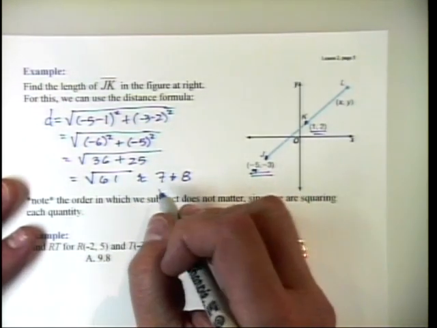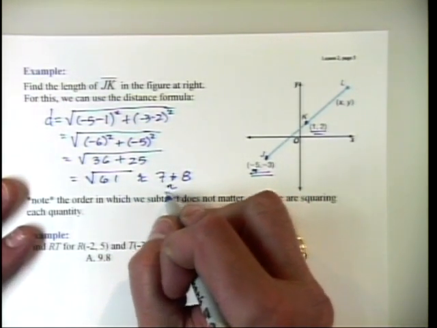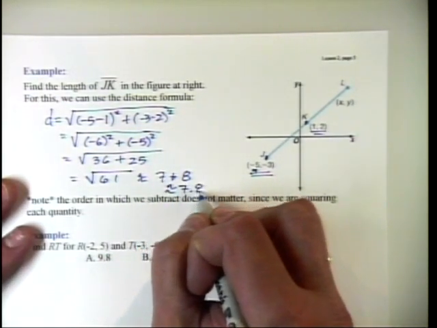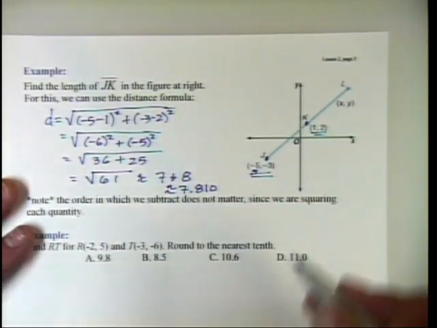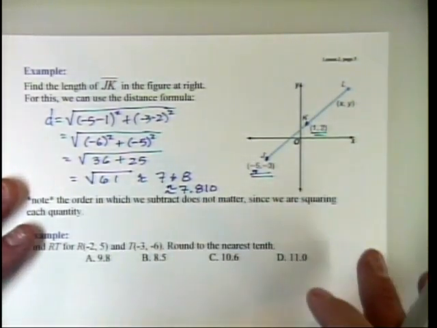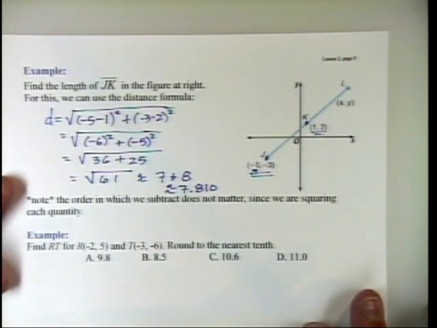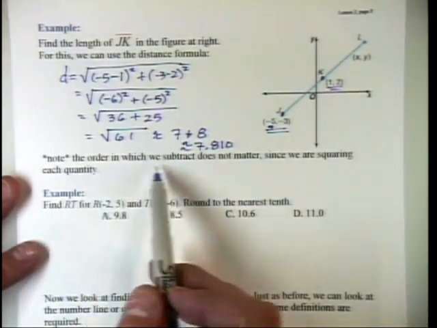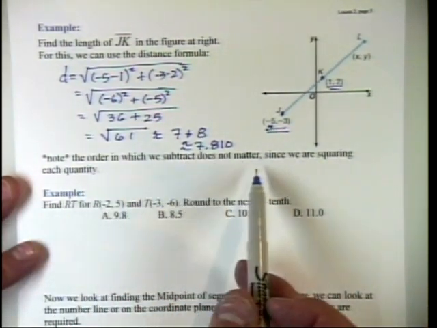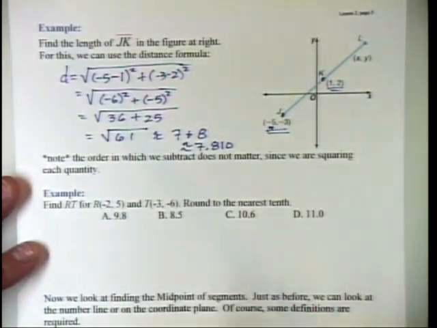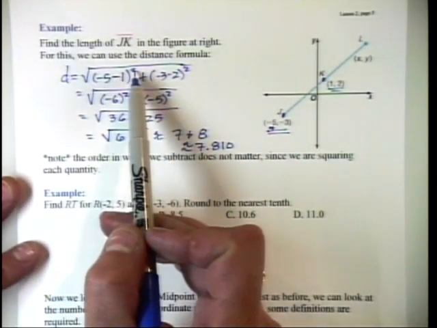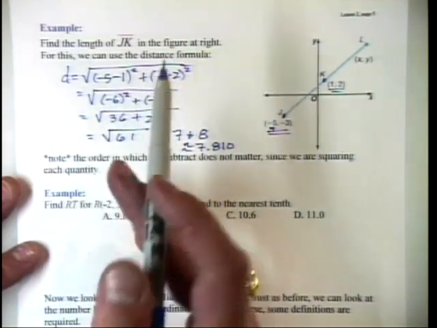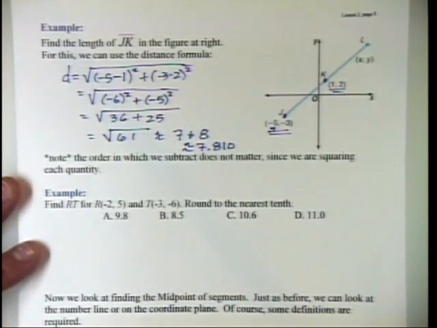Now, if you had a calculator, if your teacher's nice enough to let you use one, it's approximately 7.810 units. And we don't have any centimeters or anything measured there, so it's just 7.810 units. Okay, now notice that the order in which we subtract does not matter, because squaring has the same effect that absolute value does. We're going to make the numbers positive, and by building them up by squaring them, we come right back and take the square root, so we get them back where we need to be. The order in which we subtract does not matter.